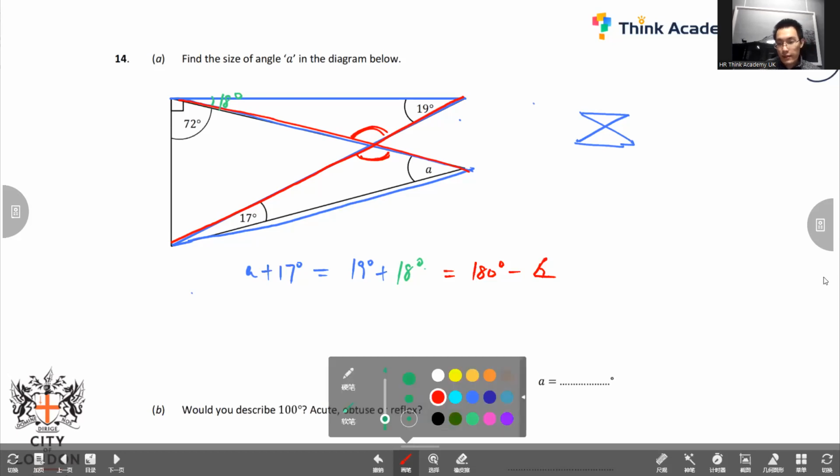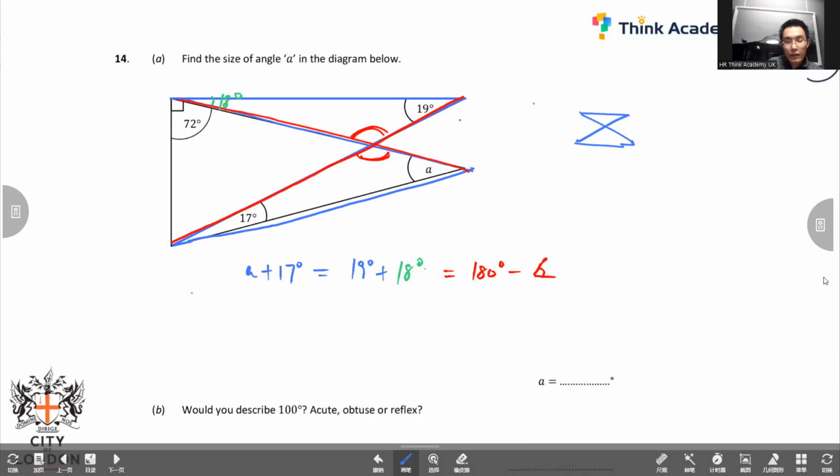So let's find the angle A. Angle A will be 19 degrees plus 18 degrees minus 17 degrees. Remember, plus 17 degrees moves to the other side of the equation and becomes minus to change the sign. So A will be 37 degrees minus 17 degrees, which will be 20 degrees. That's the answer.